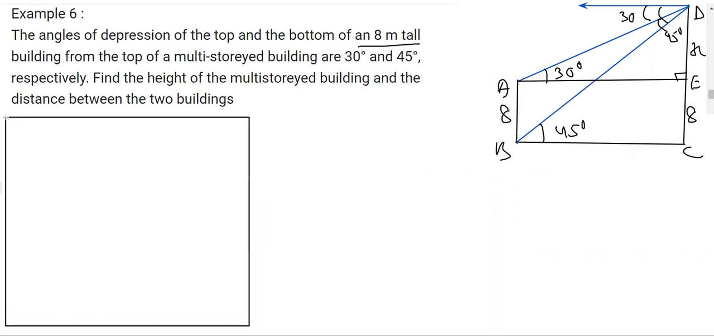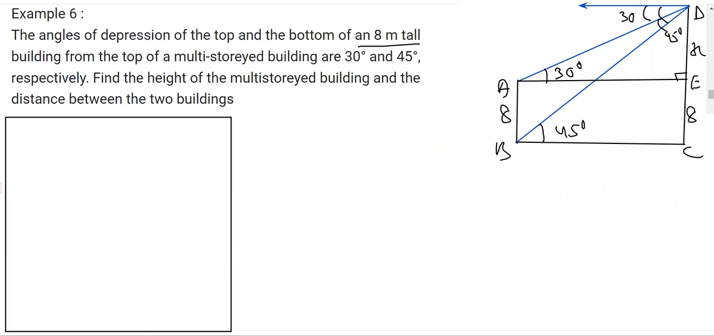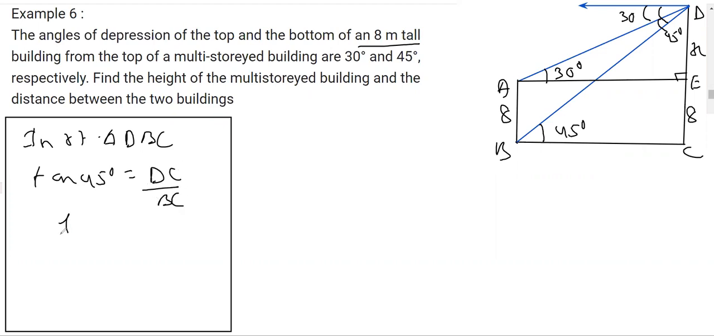Now let's apply trigonometric ratios. We can take any triangle. Let's say I take the right triangle DBC, where we can apply tan 45 degrees. Tan 45 is perpendicular, which is DC, over the base, which is BC. Tan 45 is 1, DC is X plus 8, as you can see from the figure, and BC is not known. So by cross multiplication, we get BC as X plus 8. That should be our first equation.